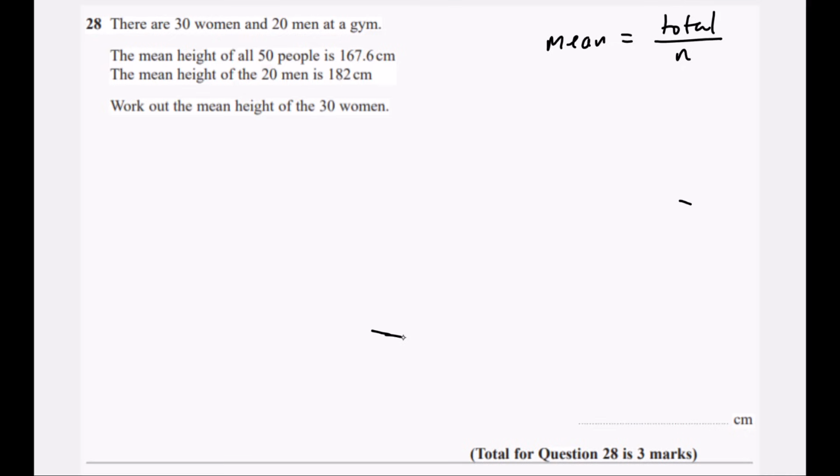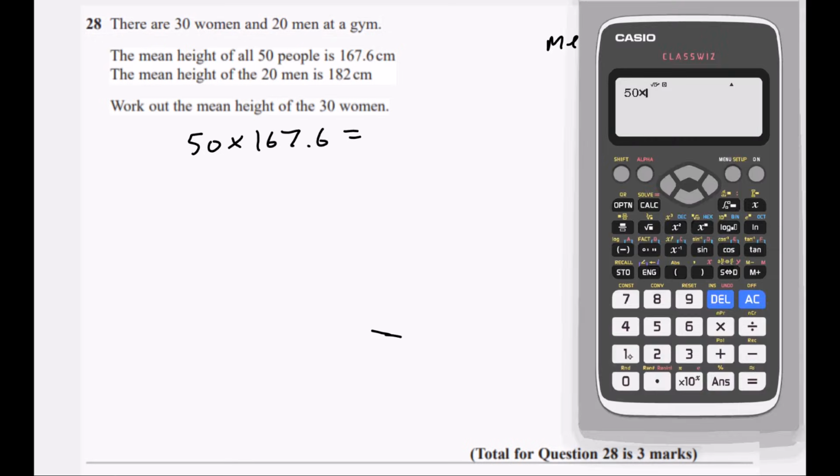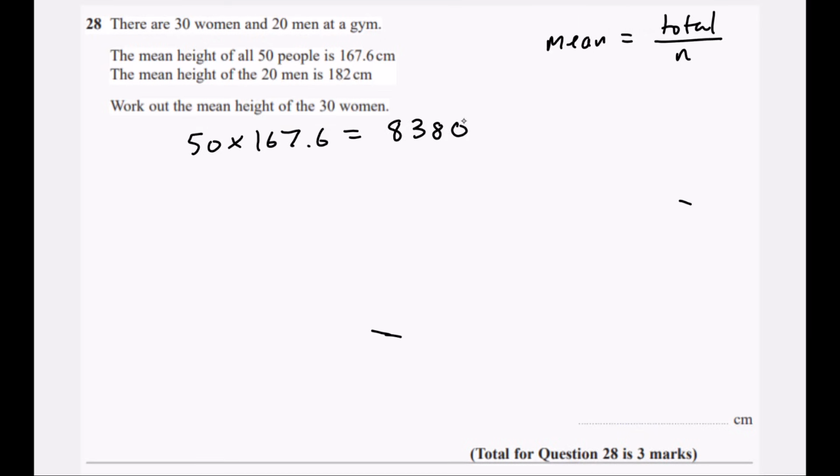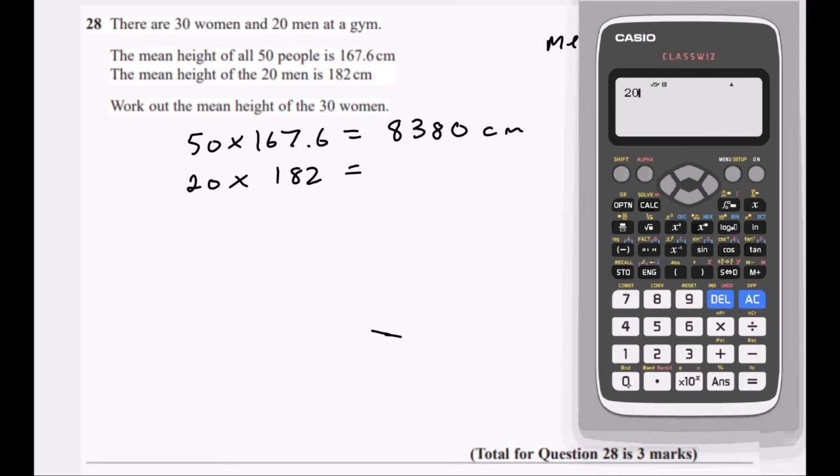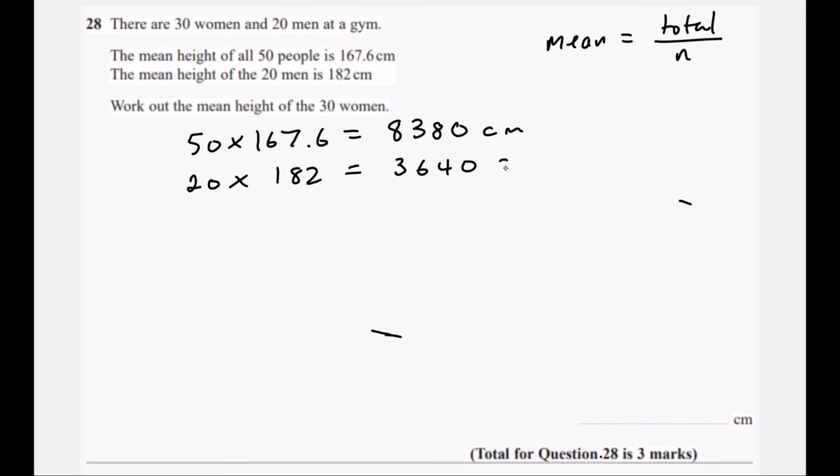So if the mean height for all 50 is 167.6, I can find the total of all the heights added together by doing 50 times 167.6. So 50 times 167.6 is 8,380. So all of the heights of all 50 people added together makes 8,380 centimeters. We can do the same for the men. So there are 20 men with a mean height of 182. So 20 times 182 is 3,640 centimeters. So all the men's heights added together is 3,640 centimeters.